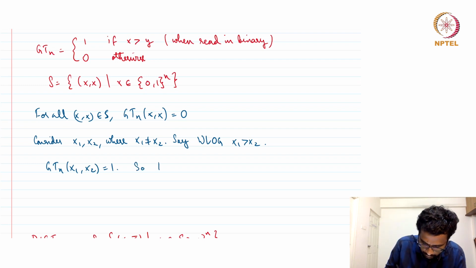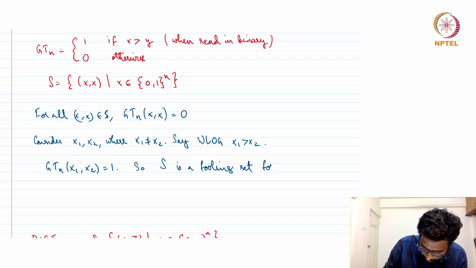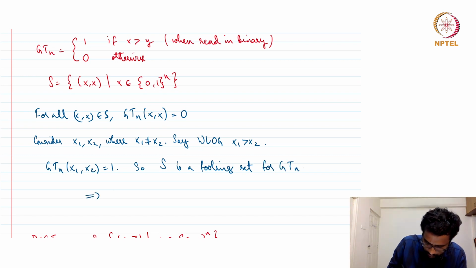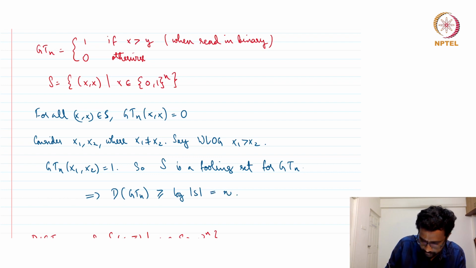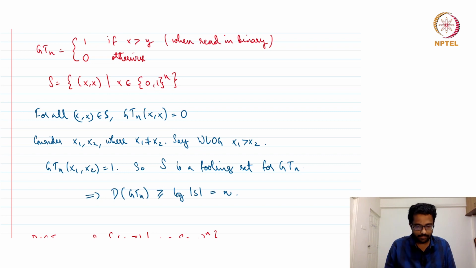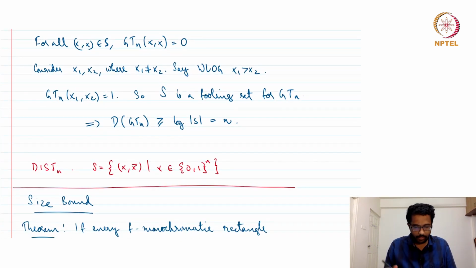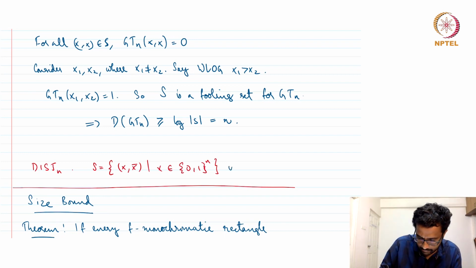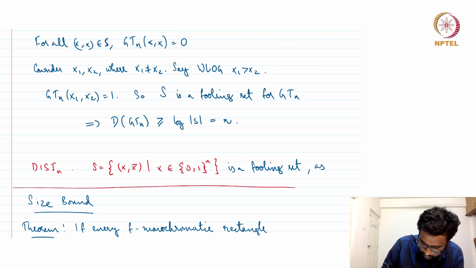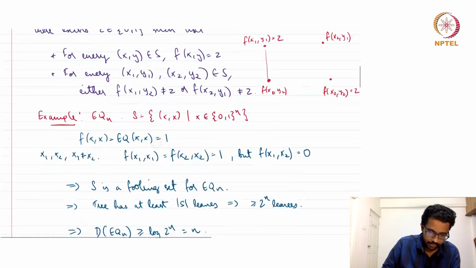So S is a fooling set for greater than. This implies the deterministic communication complexity of greater than is at least log of the size of S, which is equal to n. Again, the size of S is 2 power n, right? You can see. And disjointness, we already saw this last lecture. This is a fooling set, as seen in last lecture. Lecture, I think 55, right? So this is 56.